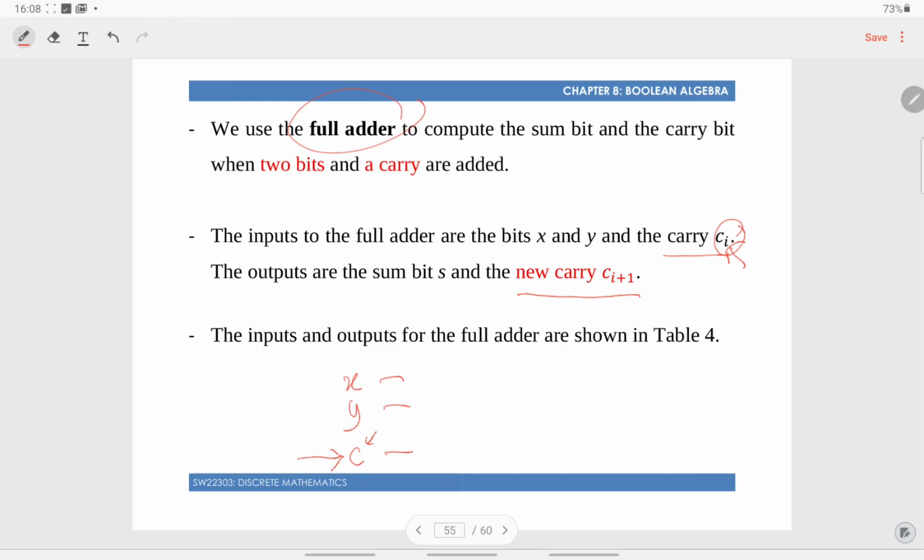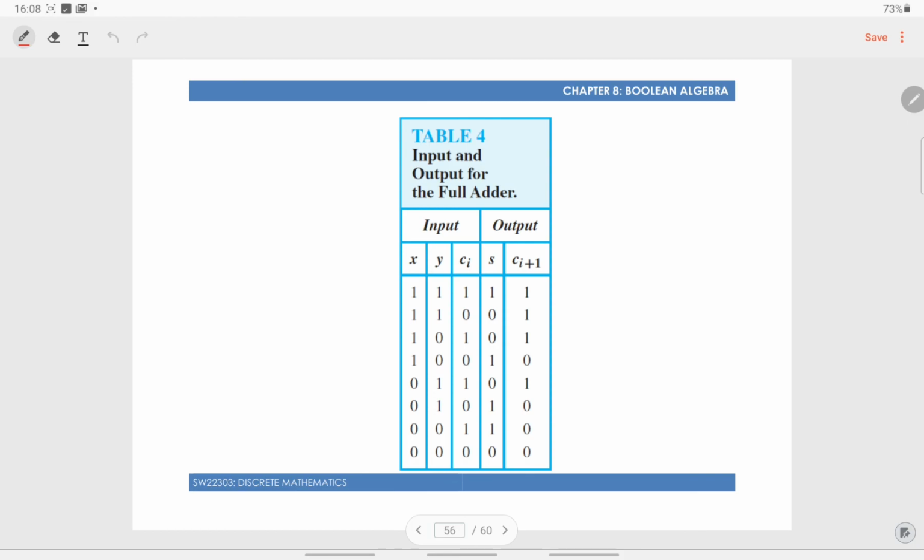The inputs and outputs for the full adder are shown in table 4. So this is table 4. This is our original input, previously x and y. Now we have an additional one, which is ci. So we need to come out with all the unique combinations for three inputs, from 1, 1, 1 until 0, 0, 0. And for s, we have this value, which is the sum bit. And this one is the carry bit, which is another, new output. Previously we have ci, so for this one we have ci+1, meaning it is a new carry bit.